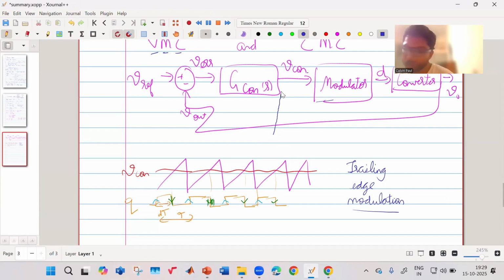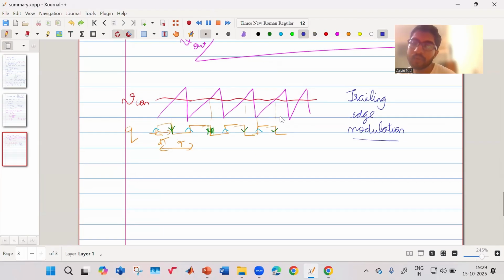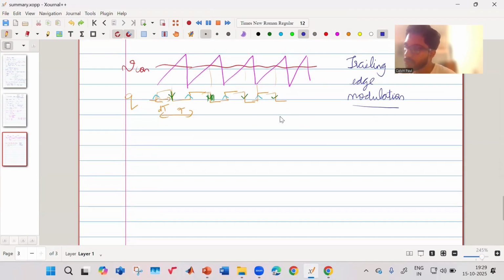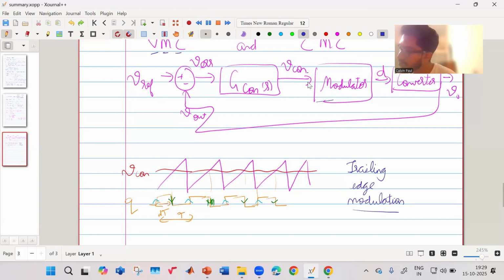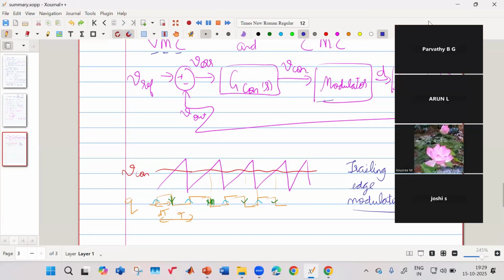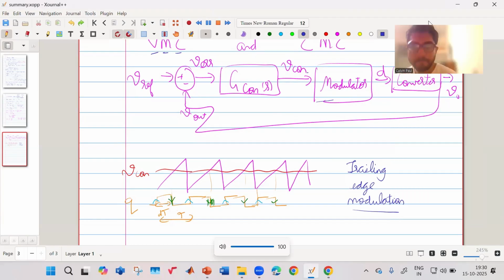Now, let us see about current mode control. Any doubts still here? If you have any queries or doubts, you can stop and ask me, because you could have some doubts. Next is your current mode control.